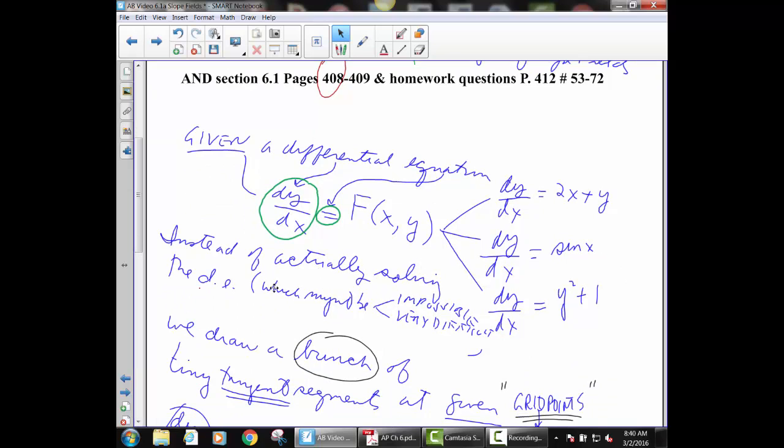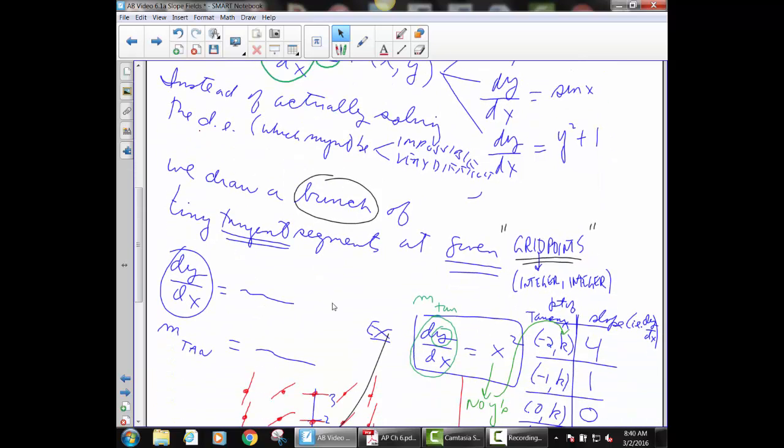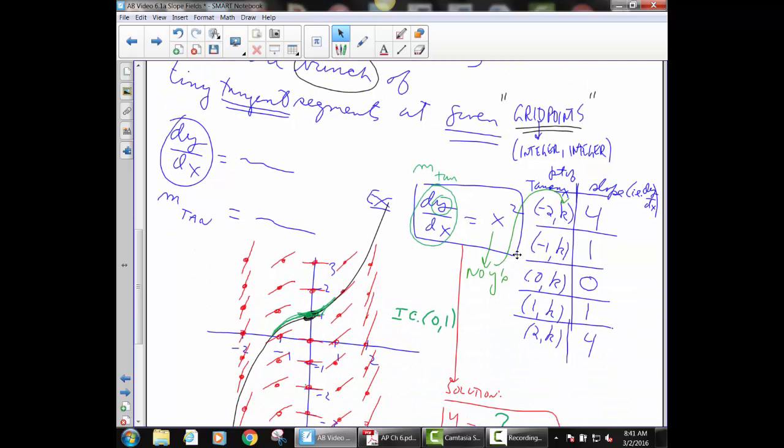Instead of actually solving the differential equation, which might be impossible or very difficult, we draw a bunch of tiny tangent segments at the given grid points. Now, a grid point or a lattice point is an integer, comma, an integer. So here's an example. Let's say you're given dy dx equals x squared. Now, I know you can solve this differential equation easily, but let's do it using a slope field. Plus, the question will be, what's the slope field?